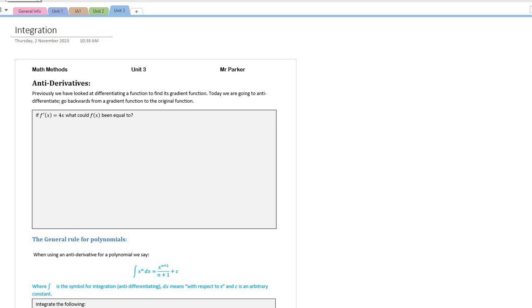Integrals are opposite to each other. So if you remember, to differentiate something, you take the power, drop it down, -1 from the power. So we're going to do antiderivatives, so integration. Integration and antiderivatives are just the opposite versions of each other.